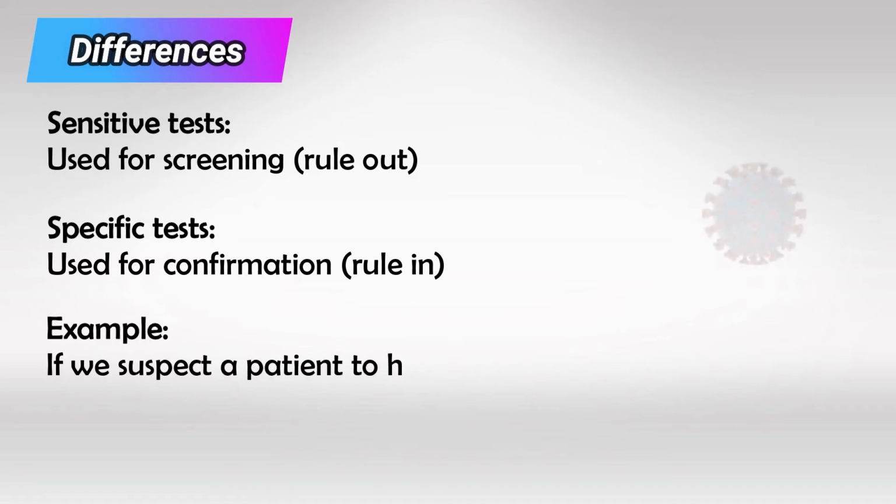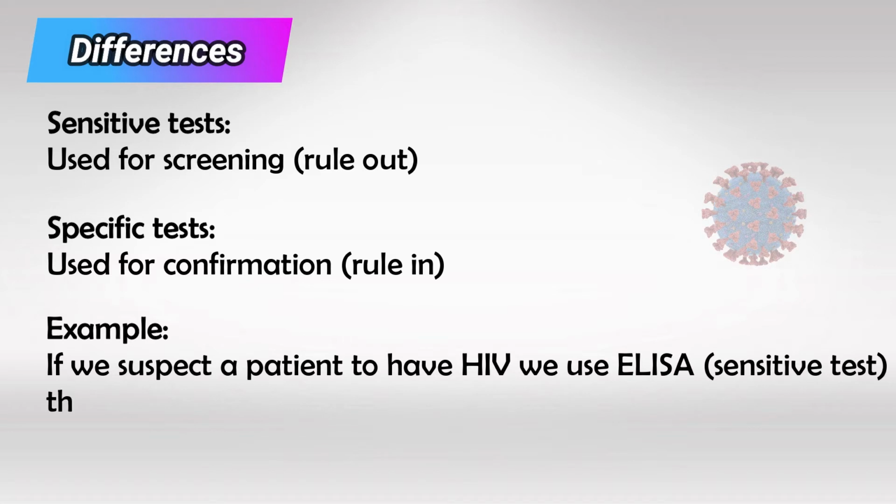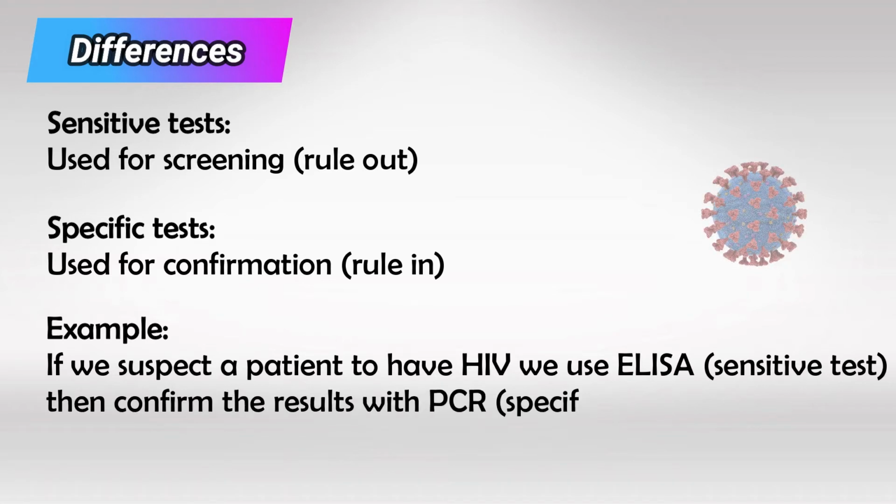For example, if we suspect a patient to have HIV infection, we will screen them with ELISA test. ELISA is very sensitive, and the test will turn out positive if it detects the presence of HIV particles. So if we take a blood sample from this patient and we test it, and ELISA says the test is positive, this means the patient is likely to have HIV infection, and it's very unlikely that the patient does not have the infection.